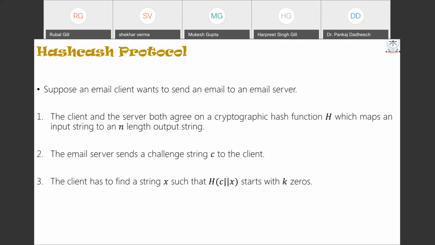So what is the protocol here? The protocol is very simple. Suppose an email client wants to send an email to the email server. The client and server both agree on a cryptographic function H, which maps an input string to an n-length output string. The email server sends a challenge string C. I have to attach another string X, a nonce, so that the hash value contains k leading zeros. Since I cannot predict the inverse, I cannot take a number with k leading zeros and do an inverse hash. I have to keep on using random values of X, concatenate with C, and keep on hashing, and this will take a lot of time depending on how many zeros I want.